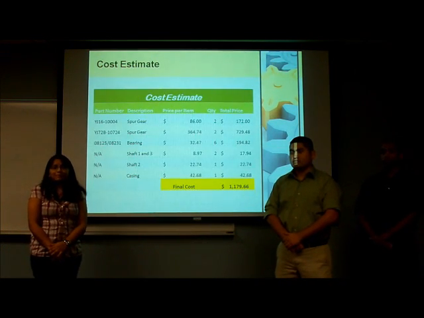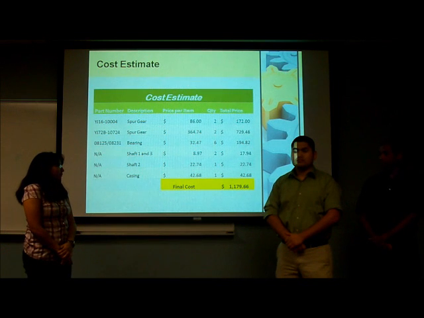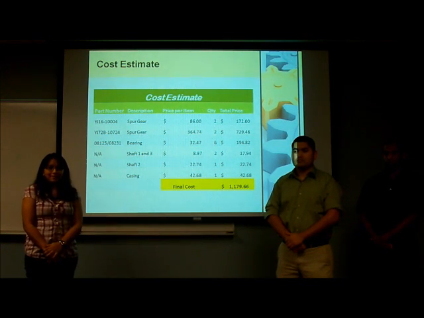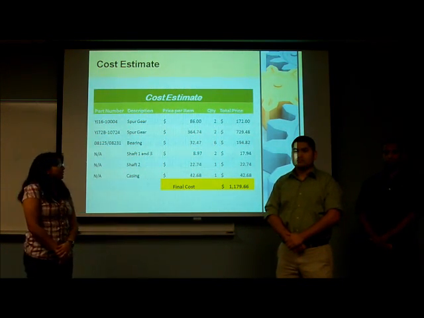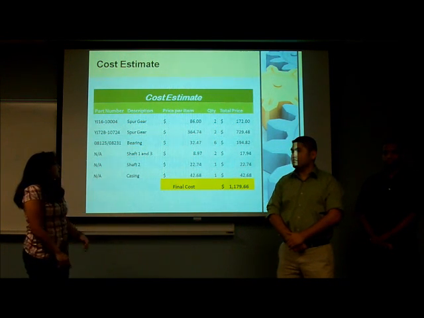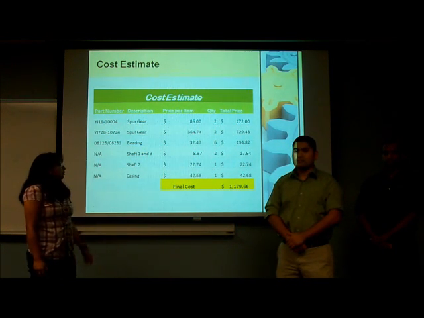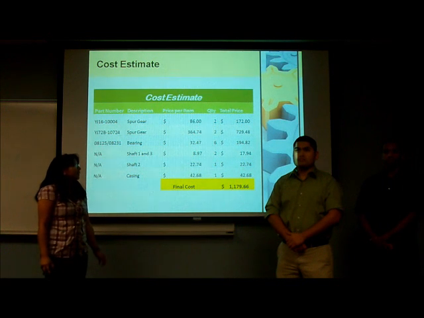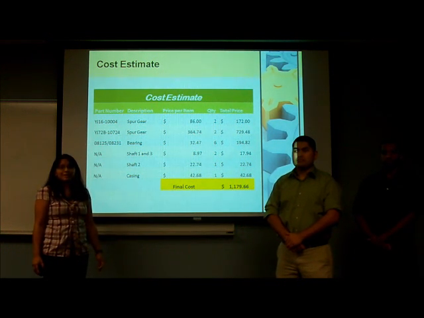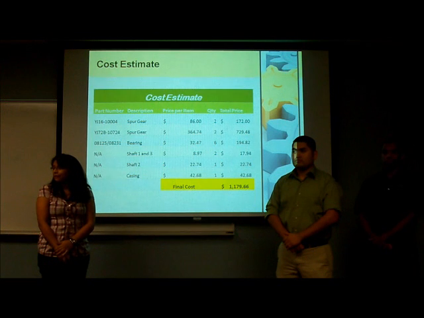The cost estimate for this entire project rounded up to be $1,179.66. The most expensive component for this was, of course, the largest spur gear that we used, with a total amount of $729.48. That's because we used 2 of them.